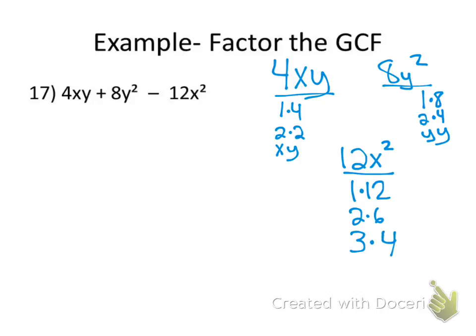Alright, so you can see all those factors. Again, you're getting them from a factor sheet, so it should take you a little less time than it takes me. But there you have it. So what's the biggest number they have in common? The 4.